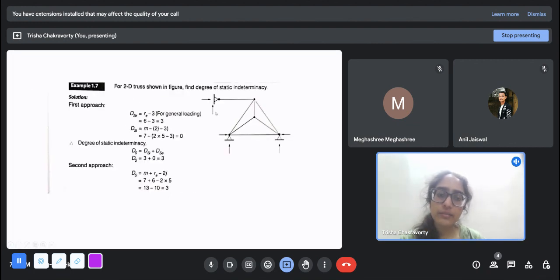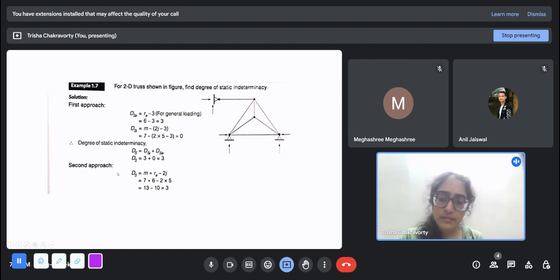So this is a 2D truss. We have to find the degree of static indeterminacy. How many joints are there? Earlier I said there are four joints, but actually not. This is also a joint. So one, two, three, four, five. J is five here, and for the number of external reactions, Re, these are all hinge supports, and hinge supports in 2D give us two reactions each. So there are six total unknown reactions.